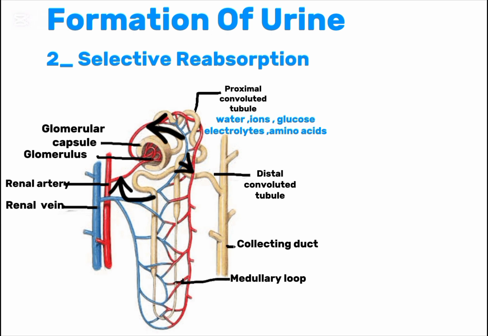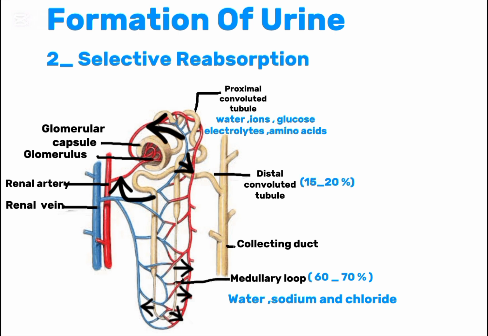Many substances, which include water, electrolytes, and organic substances such as glucose, are reabsorbed according to the body's needs. Only 60 to 70% of the filtrate reaches the medullary loop. In the medullary loop, water, sodium, and chloride are reabsorbed. Only 15 to 20% of the filtrate reaches the distal convoluted tubule.